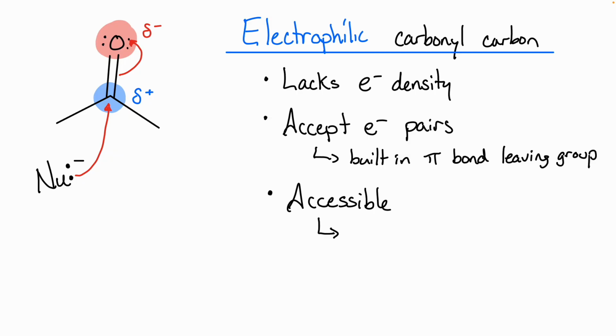All right, why is that? Well, because this sp2 hybridized carbon has a trigonal planar geometry. It's not a crowded tetrahedral geometry. It's this nice flat region of a molecule where a nucleophile can very easily get to, right? So it's nice and accessible because it's got that trigonal planar geometry.